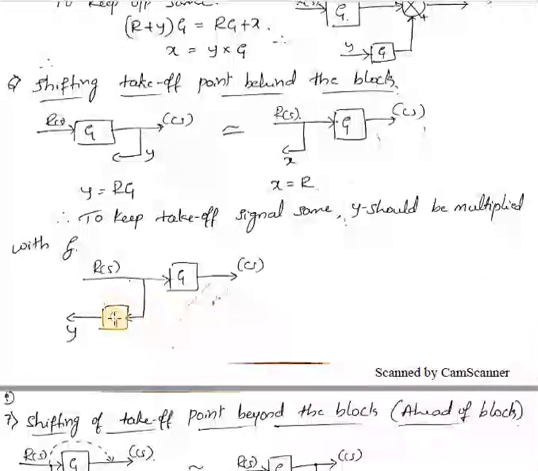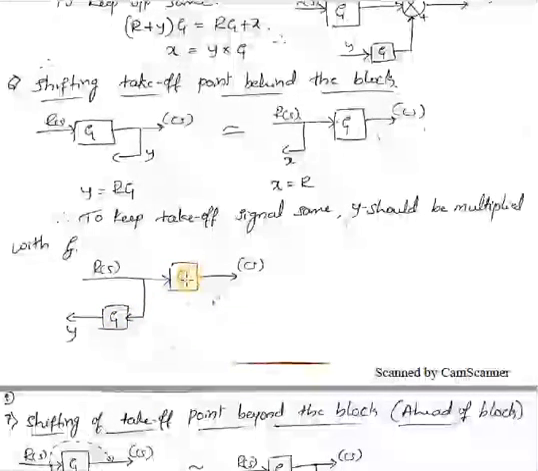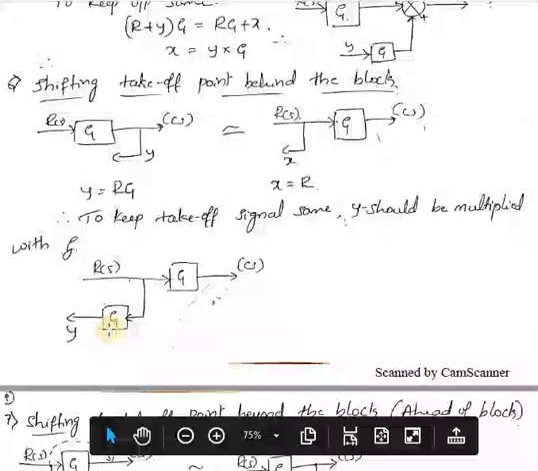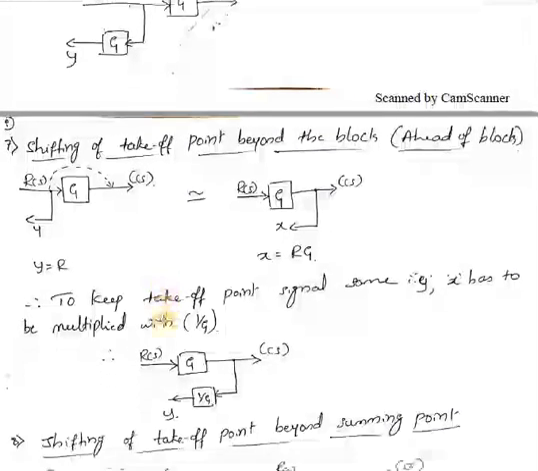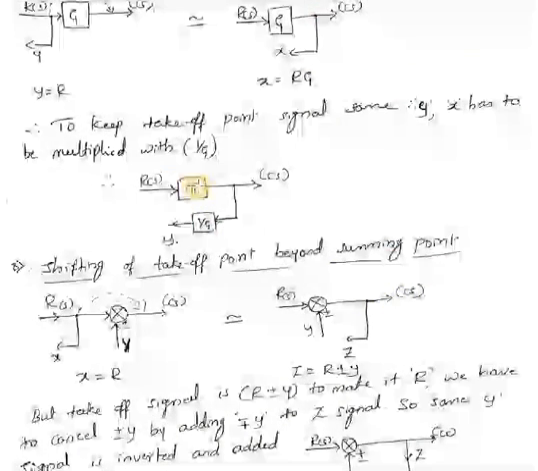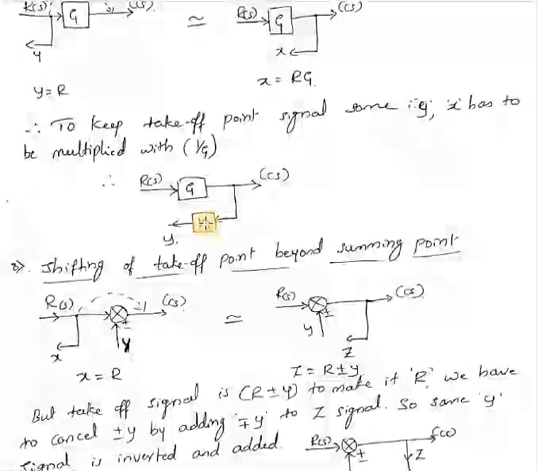Add a block whose transfer function is the same as that of this block when you are shifting before the block, multiplied with G. Then the opposite condition, that is shifting of takeoff point beyond the block, that is ahead of the block. Here the value is only Y. When you shift here, it will be RG, because R into G is fed, it's the output. So to keep the takeoff point value the same, you need to divide the signal by G. So R into G here should be multiplied with 1 by G.